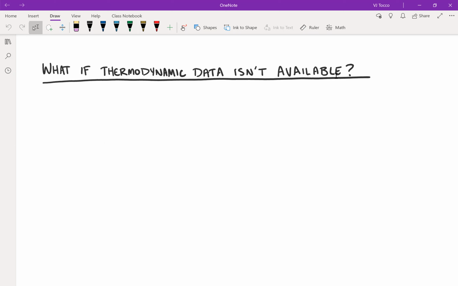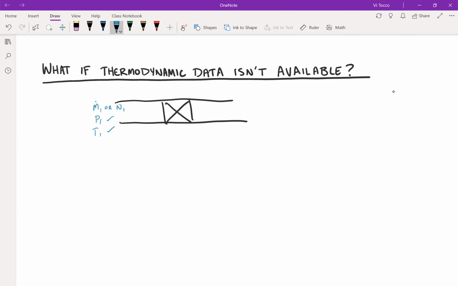And the first question I want to tackle is: what do you do if thermodynamic data is not available? So I'm going to take us back to that example of the Joule-Thomson valve. In a pipe with gas flowing, we've got a valve here. Recall that in this problem, we knew what the flow rate was, so we know M1 or equivalently N1. We know P1 and we know T1. So these are all known properties.